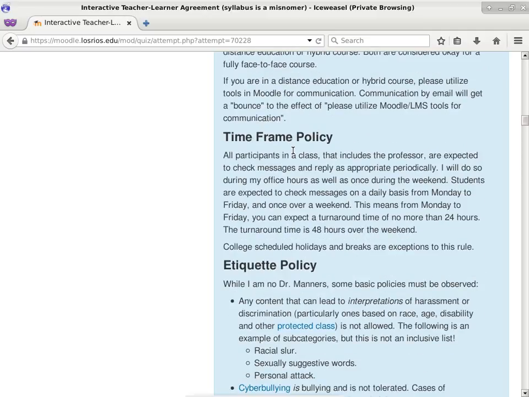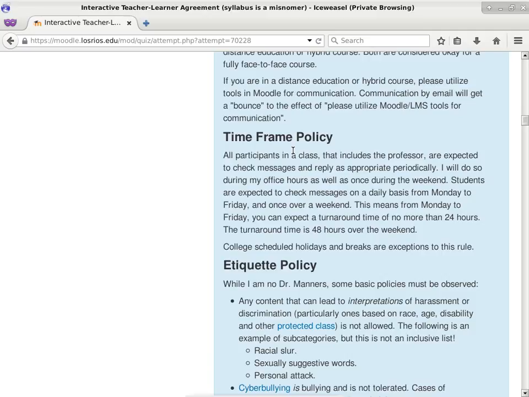Time frame policy basically just mentions how often I am going to check my email, and what is the expected turnaround time. From Monday to Friday, it's once a day, so the turnaround time is about 24 hours. And over the weekend, it can be up to 48 hours because I only check email once per weekend. Okay. Are there any questions?